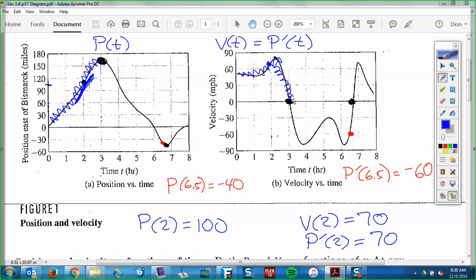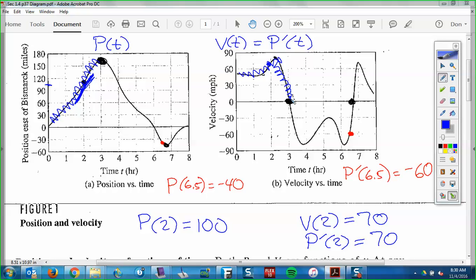Now, in this graph, we don't really care about that so much. On this graph, when the position's positive, what's that tell you? No, not it's going east. It is east of Bismarck. When this one is positive, it is east of Bismarck. And when it's negative, it is west of Bismarck. When this graph is positive, it's going east. And when this graph is negative, going west, right? See those two? So it's good.